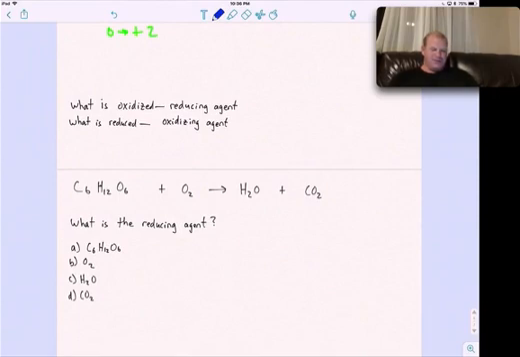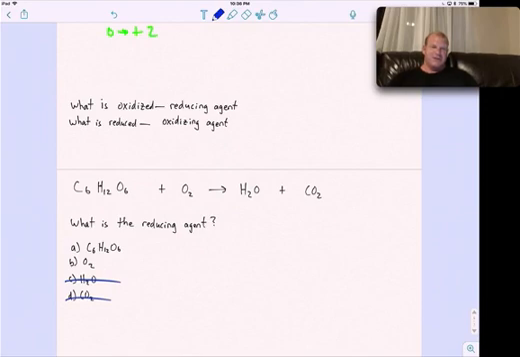So, all right, look at this reaction here. Glucose plus oxygen forms water and carbon dioxide, unbalanced. What is the reducing agent? Well, the first thing you can kick out is carbon dioxide and water. They're on the right side of the equation. The reactants, the left side of the equation, are the ones that have to be the oxidizing and reducing agent.